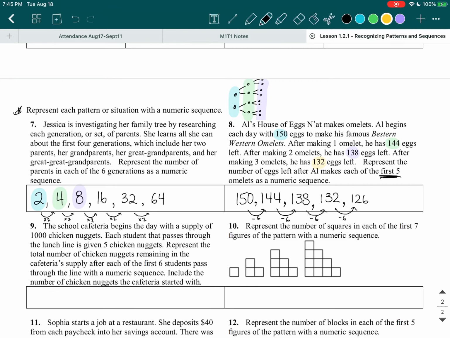So for the rest of these problems, I want you to work on it on your own, and if you have any questions, make sure you ask, because I'm not a mind reader, but I want to be able to help you. Okay, so good luck.